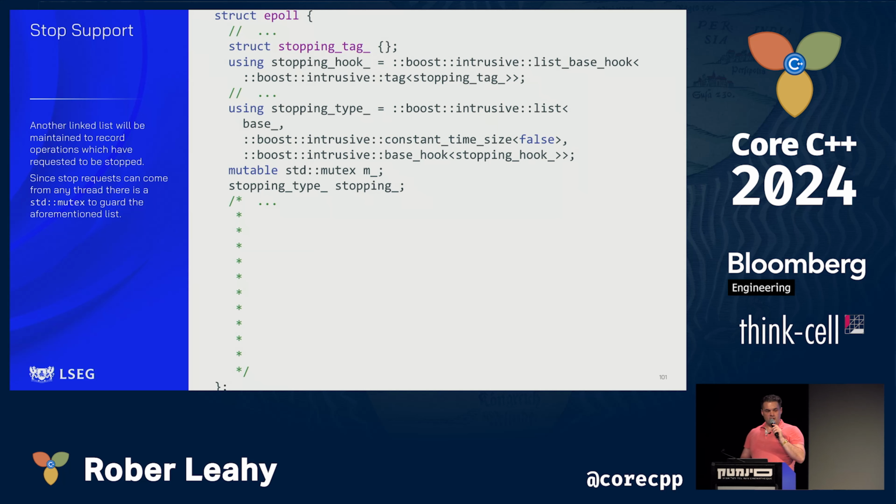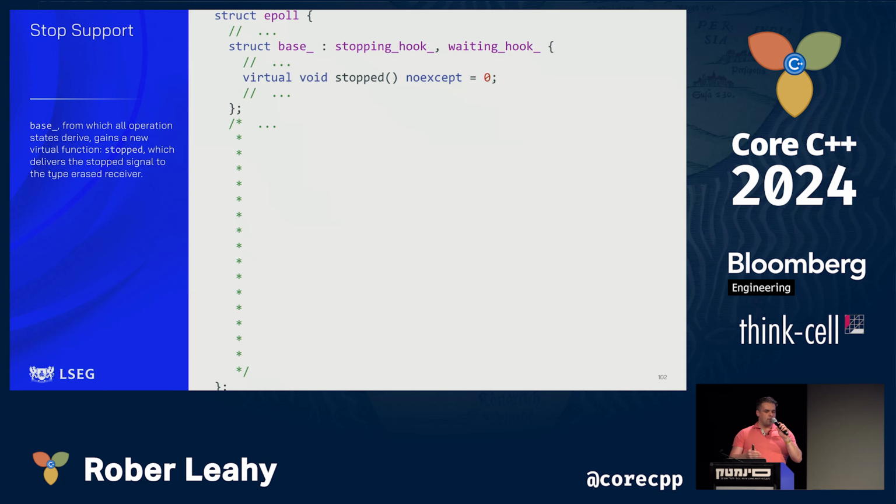Moving on, revisiting our linked list, we need to add a second one just to keep track of those operations which are waiting for a stop signal. We don't want to have to visit every single operation to figure out which one it is that woke us up by writing to our Eventfd, so we simply duplicate our intrusive linked list to record operations waiting on a stop, and we add a mutex for good measure.